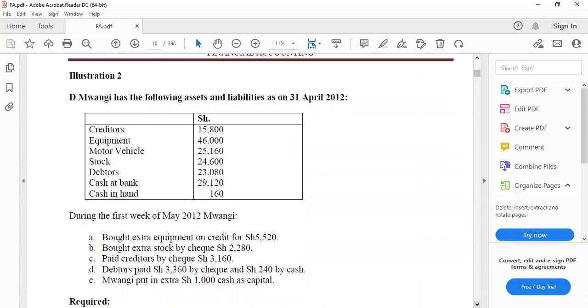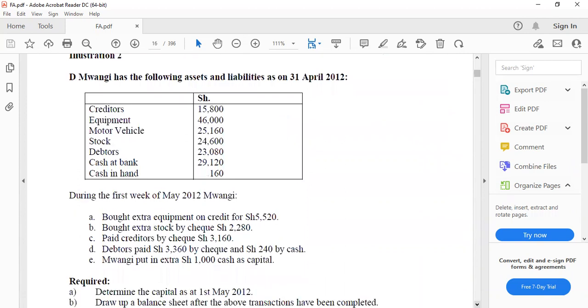Another illustration. D. Mwangi has the following assets and liabilities as at 1st April 2012. So these are the assets and liabilities that exist. Creditors, this is a current liability. Equipment, these are non-current assets. Motor vehicle, non-current asset. Stock, current asset. Debtors, current asset. Cash at bank, current asset. Cash in hand, current asset.